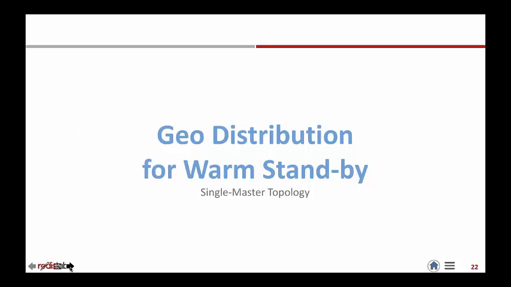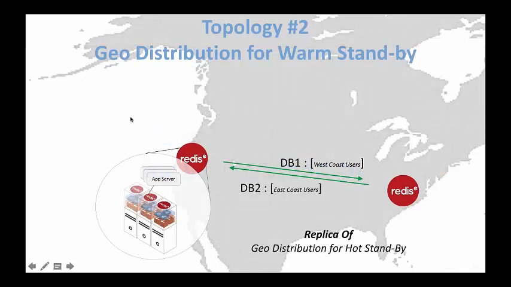You can have different topologies for the cluster. Another common topology that I want to cover is the warm standby technique. So in this case, this is the east and west coast of US that you see on the picture. And the West Coast users have their database called DB1 that is replicated to the East Coast, and the East Coast users have a replicated database called DB2 that is replicated to the West Coast.